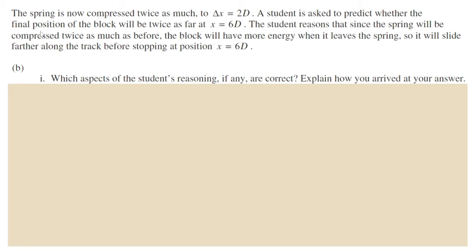Now, it says which aspects of the student's reasoning, if any, are correct. Explain how you arrived at your answer. The first thing you need to realize here is that there are a few parts of this that are correct. It says the student reasons that the spring will be compressed twice as much as before, so the block will have more energy when it leaves the spring. Yes. They also say it will slide farther along the track, and that much is definitely true as well.